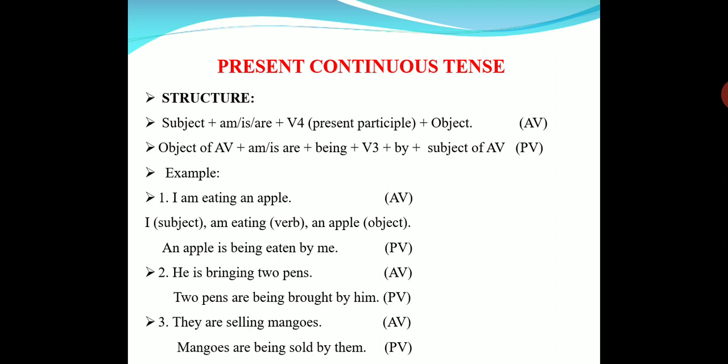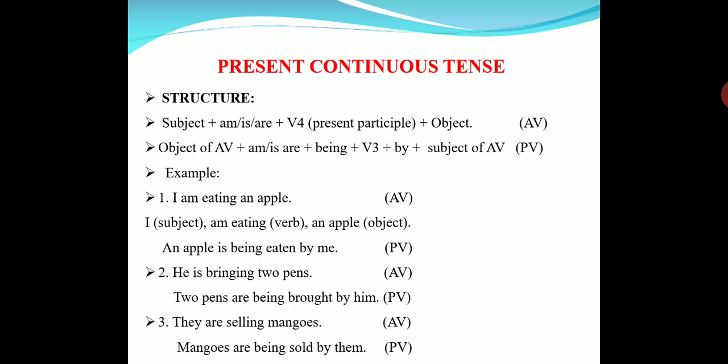These are the verbs already there in the sentence: am, is, are. Next, be form. Always in the continuous forms, being should be used. Plus, V3 form of the verb should be written. If teach is there, what should we write? Teach, taught, taught. So, taught should be used. Next we have to add by, and next subject of the active voice becomes object. Okay. Now let us see the example.